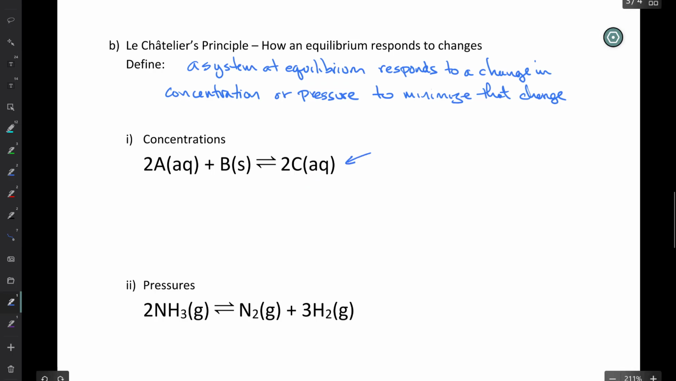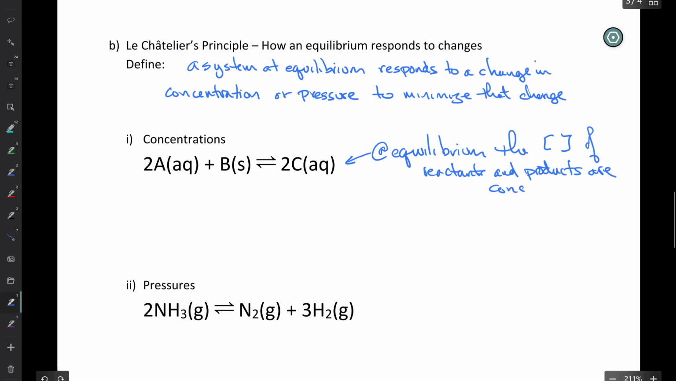So what does that mean about the system? At equilibrium, the concentrations, that's what those brackets mean, of reactants and products are constant. It's not that the reaction has stopped, it's just that products are being formed at a certain rate, reactants are being formed at a certain rate, and they balance each other out. Okay, so we have it at equilibrium.